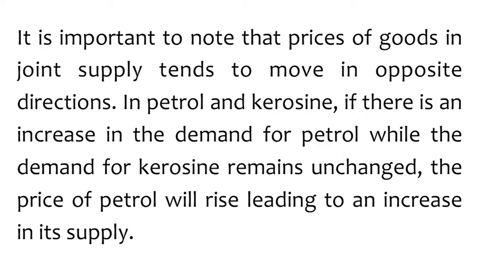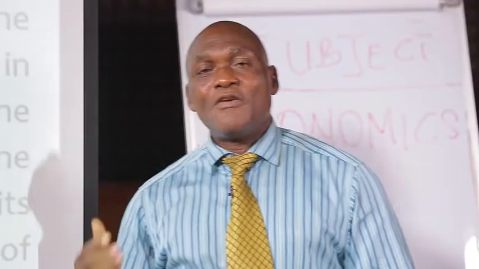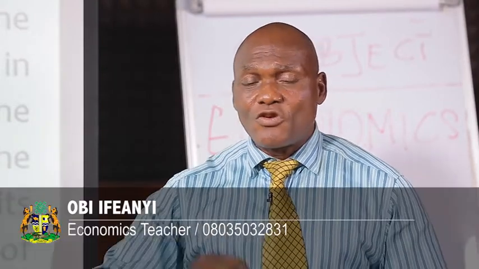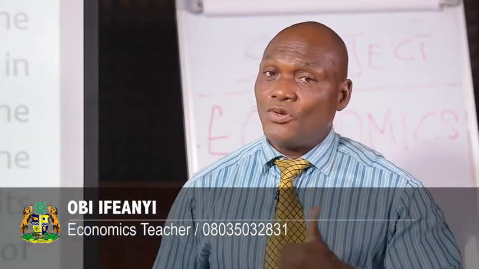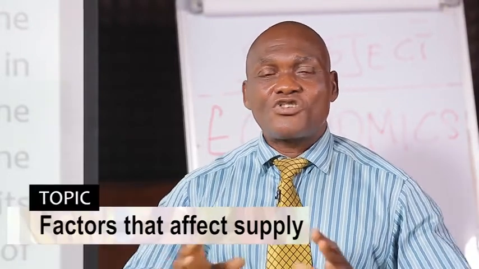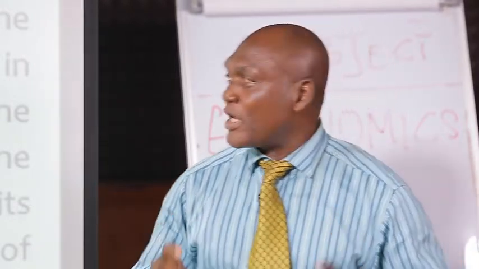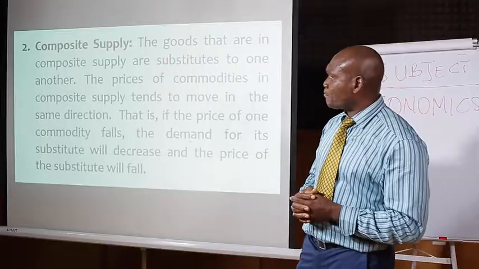It is important to note that the prices of goods in joint supply tend to move in opposite directions. In petrol and kerosene, if there is an increase in the demand for petrol, while the demand for kerosene remains unchanged, the price of petrol will rise, leading to an increase in its supply. Remember that suppliers supply more at a high price than at a low price. So once the price increases, the supplier will do everything, look for that product anywhere and bring it in order to supply and make a high profit.